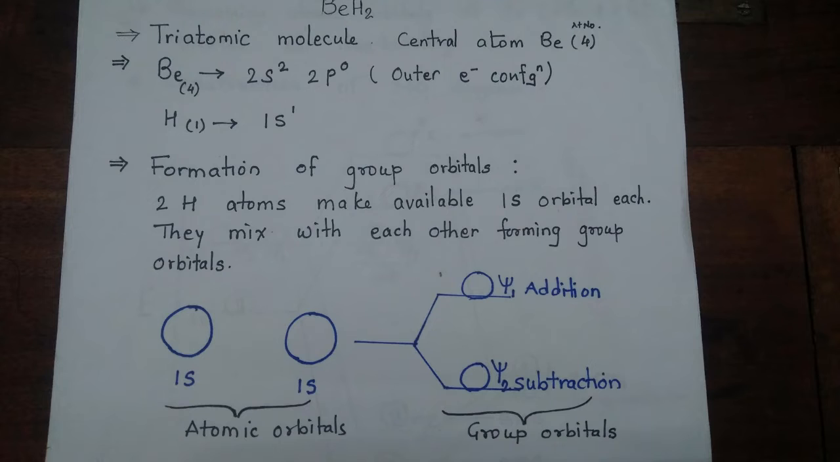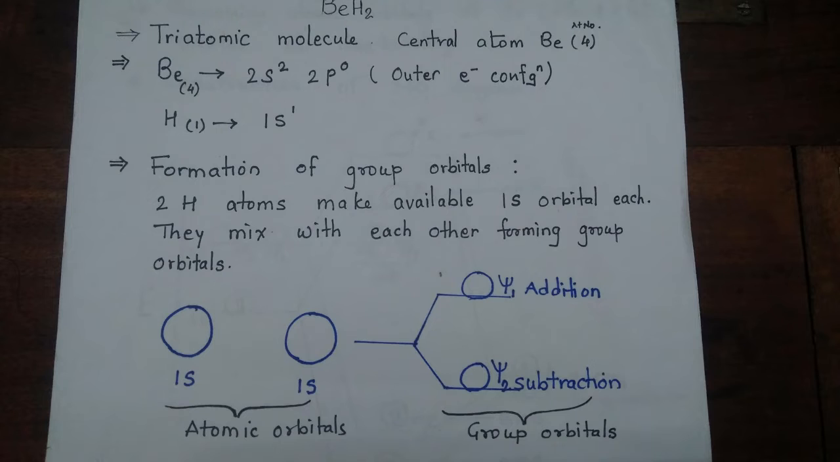Next, all these steps together we have to consider for the first polyatomic species, that is beryllium dihydride. Beryllium dihydride is a triatomic molecule. It has a central atom, beryllium, and the peripheral atoms are two hydrogen atoms. After identification of the central atom and ligands, one has to see what group orbitals are formed.